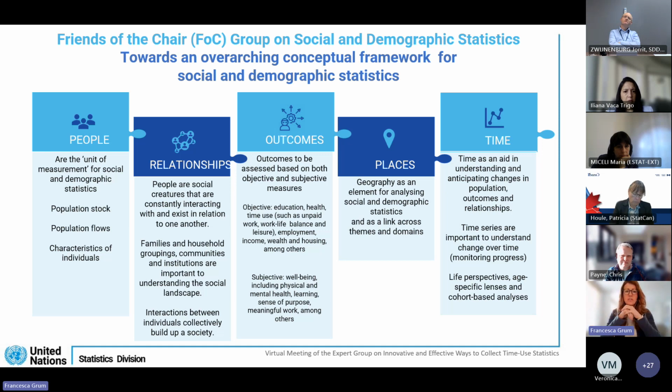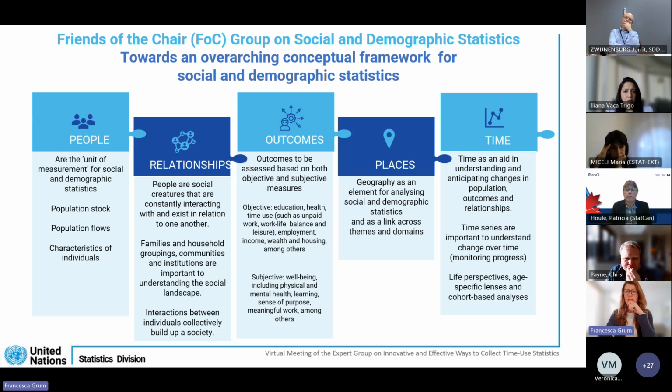But again, people don't live by themselves. They are social creatures, and they interact and exist in relation to one another. So we are also interested not just at individual level statistics, but it's also families and households, statistics on families and households. It's about statistics about communities and many other ways we could capture relationships among individuals. It's about social outcomes. And again, here the group is proposing to make sure that we focus on both objective and subjective measures.